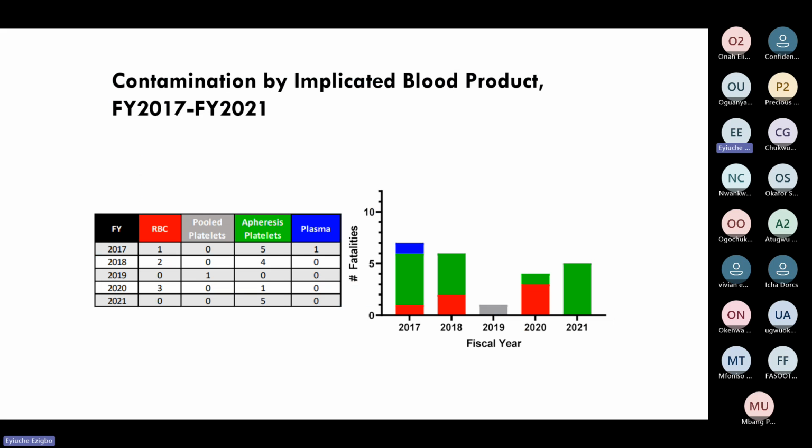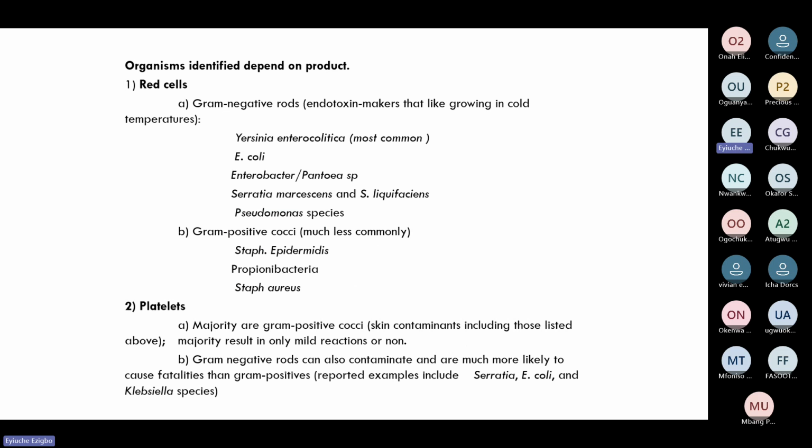Contamination by implicated blood products, okay, for red blood cells, pooled platelets, apheresis platelets, and plasma. You can see the products that were more contaminated, and mostly these are apheresis platelets. Most contaminated products, the apheresis platelets, okay. And also in 2021, you can see that apheresis platelets are mostly the contaminated blood products, okay.